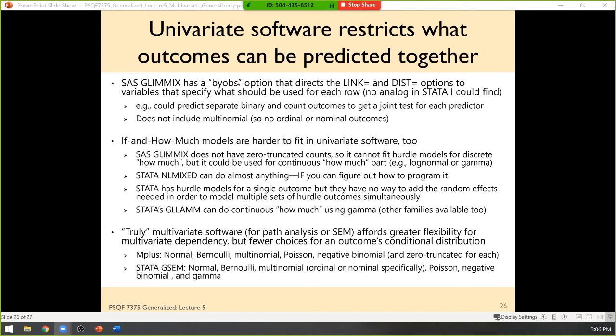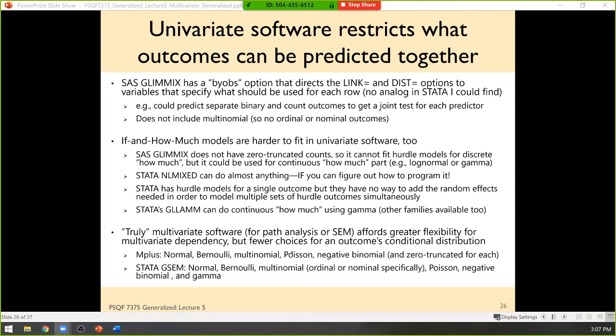In SAS, there's a BIOBS option that allows you to specify different link functions and distributions per outcome variable. It doesn't include multinomial. Hurdle models would fall into this category. Hurdles are when you have a count outcome that has lots of zeros, and you can separate out predicting whether or not someone is a zero versus how much they are if not zero. Those are called hurdles, or if and how much more generally. You can do some of that in software, but much less in SAS than in Stata. Stata doesn't have multivariate versions of these models, though, as near as I can tell.